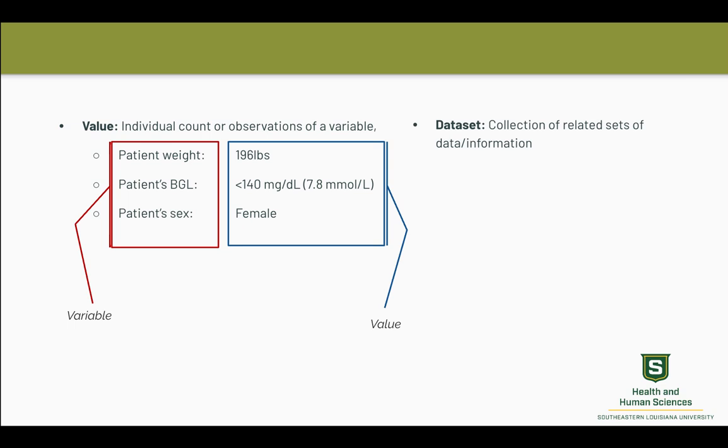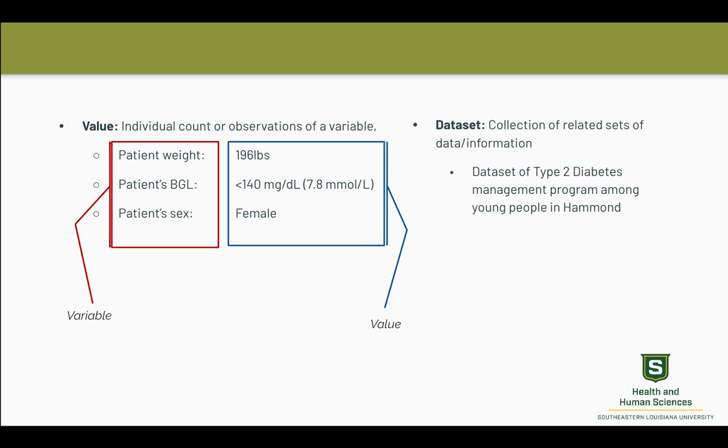Another term you will probably hear me say is data sets. A data set is a collection of related sets of data or information. For example, there might be a data set on type 2 diabetes management among young people in Hammond. The information you're going to get in that data set is going to be related to type 2 diabetes. Sometimes data sets are defined based on the year the data is collected or the location from which it is collected. So there is no one fixed data set.